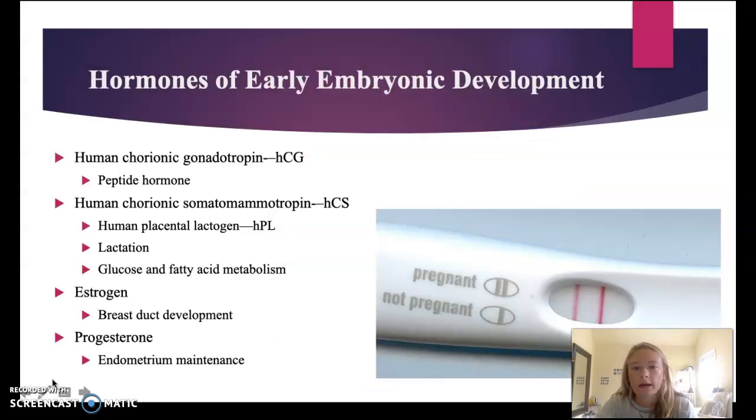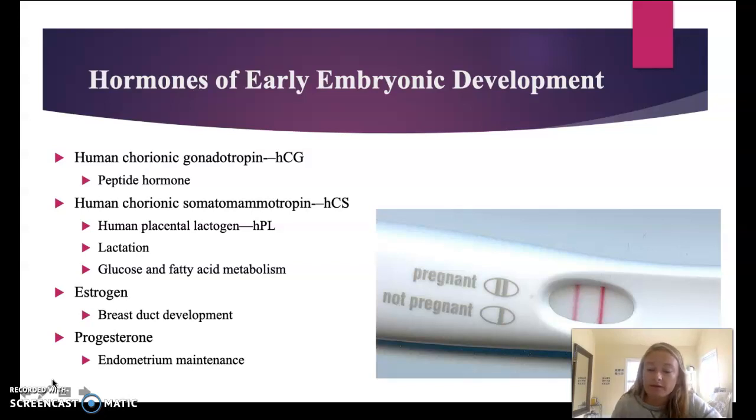So, some hormones of early embryonic development. As I just mentioned, human chorionic gonadotropin, which we can just refer to as HCG from now on. The corpus luteum remains active during early pregnancy because of HCG. HCG is a peptide hormone secreted by the chorionic villi and developing placenta. HCG is structurally related to LH, which is the luteinizing hormone, and it binds to LH receptors. Under the influence of HCG, the corpus luteum keeps producing progesterone, which is a hormone that we mentioned earlier, to keep the endometrium, which is the uterine lining, intact.